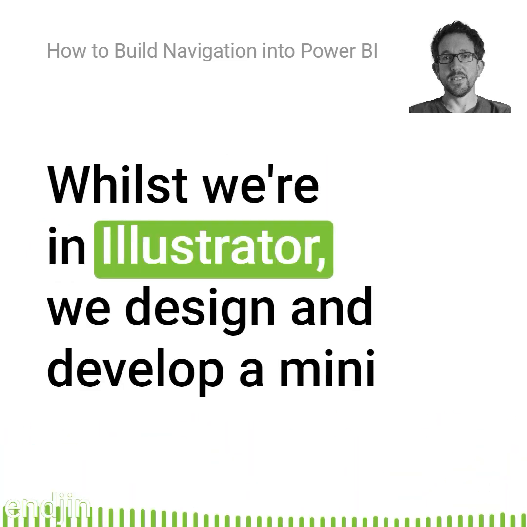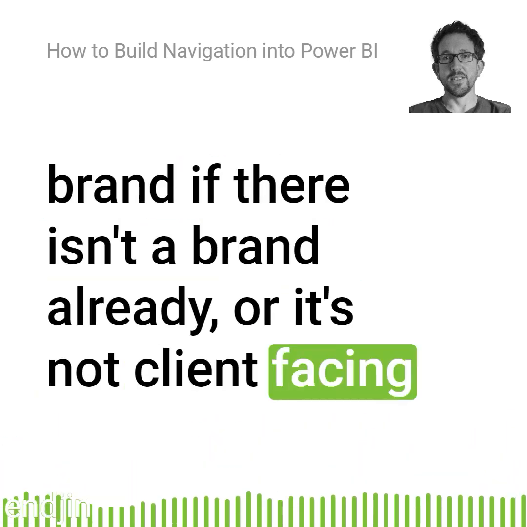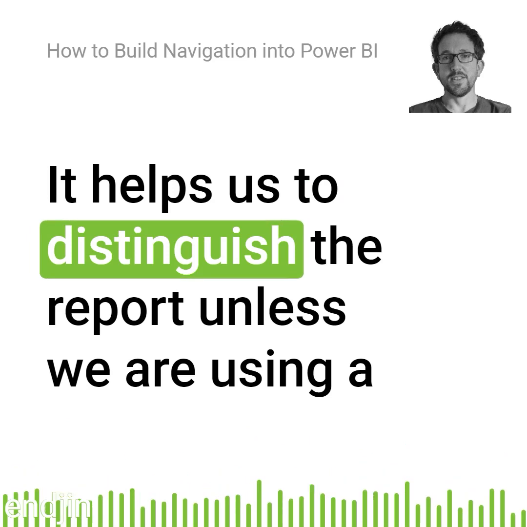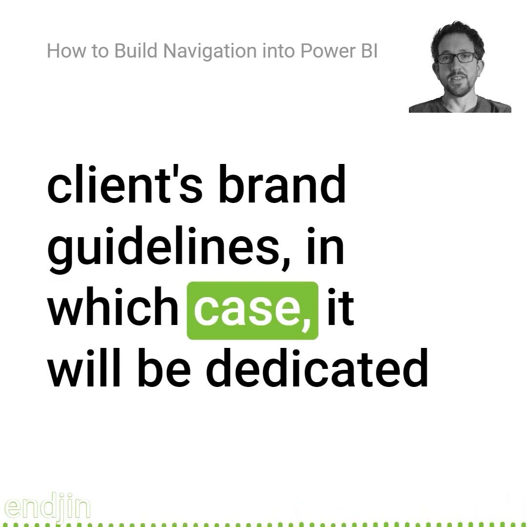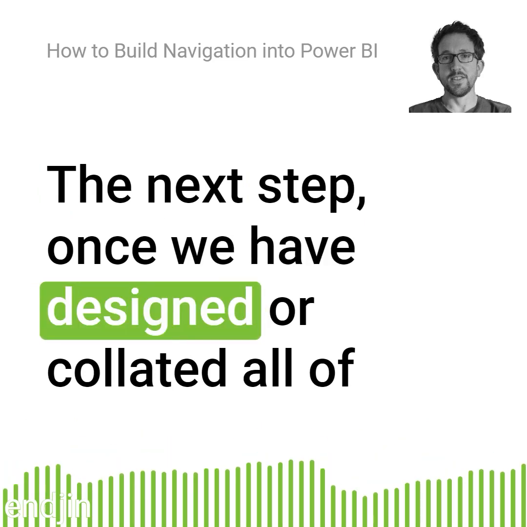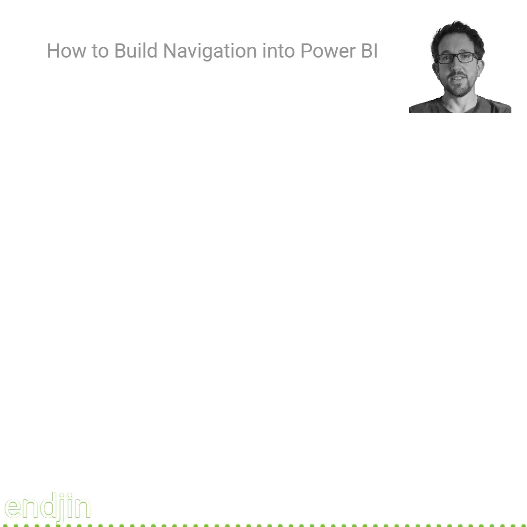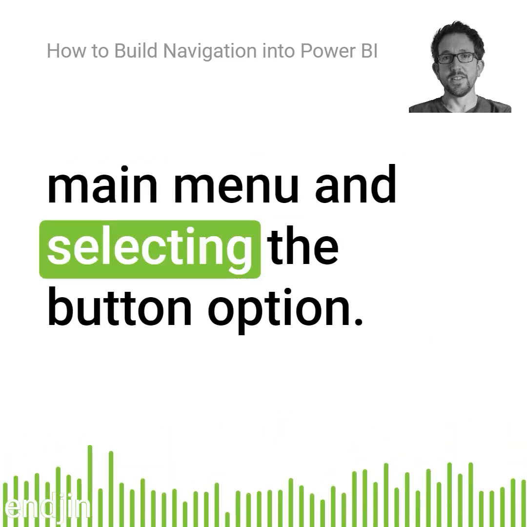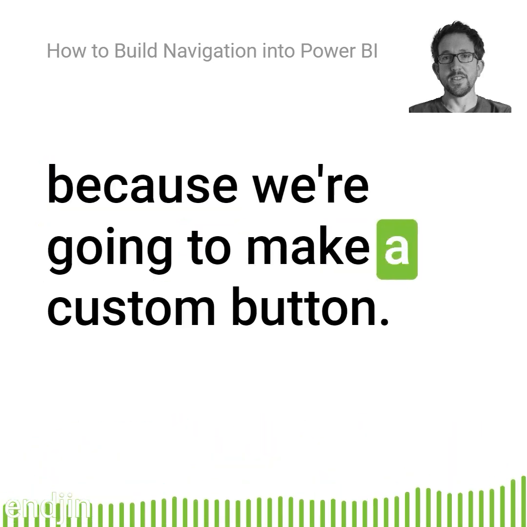Whilst we're in Illustrator, we design and develop a mini brand if there isn't a brand already or it's not client-facing work so that we can give the report its own identity. It helps us to distinguish the report unless we are using a client's brand guidelines, in which case it will be dedicated towards their brand and color palette. The next step, once we have designed or collated all of our creative collateral, is to build our side nav. We switch back to Power BI and start by opening Insert tab in the main menu and selecting the button option. We select Blank Option from the drop-down because we're going to make a custom button.